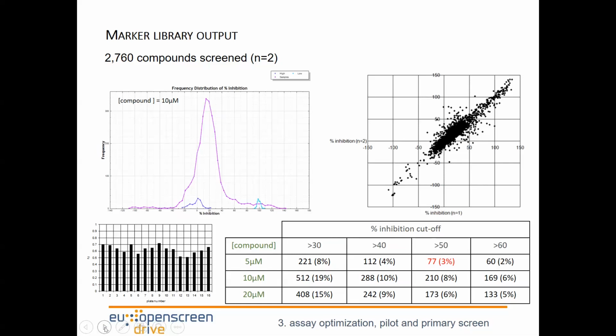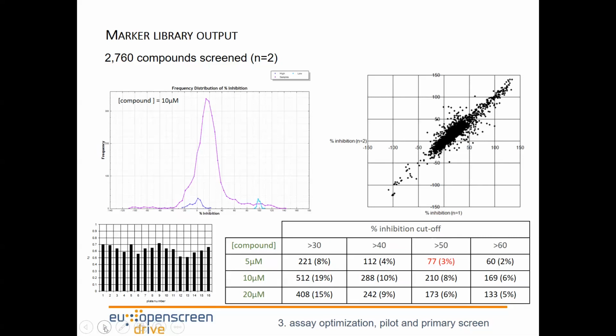But this is something that you need to decide as a team: what is a suitable Z prime for progression of the project. And the table at the bottom right shows a detailed analysis of the marker library screen at different percentage cutoffs for selecting apparent hits. And just to add some extra value, we screened the marker library at three concentrations, 5 micromolar, 10 micromolar, and 20 micromolar. You can clearly see as you increase the compound concentration, the number of hits go up, and as you increase the percentage cutoff, the number of hits go down.